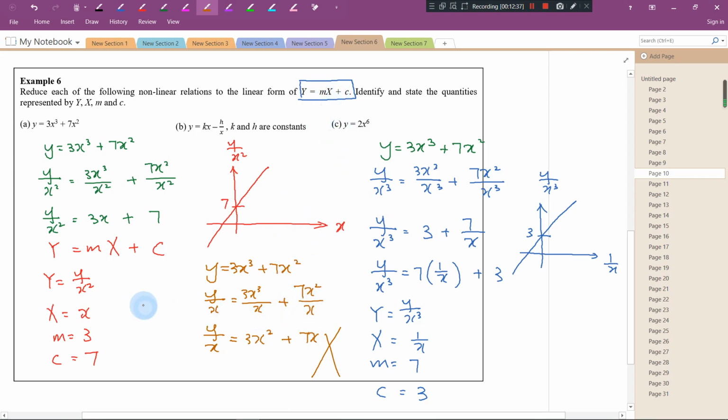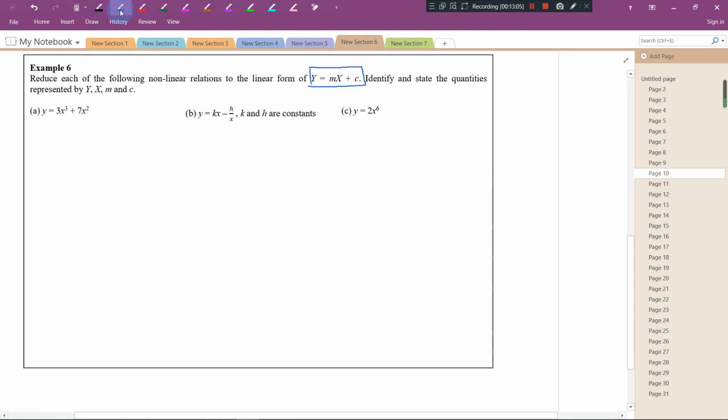We don't want this. We can do it this way or this way. Both are correct. So it depends on the requirement of the questions. If the questions ask you to draw a graph, y over x squared against x, you do it this way. If the questions ask you to draw a graph, y over x cubed against 1 over x, then you do it this way. Okay? So let's try the next part. Let's try part B.